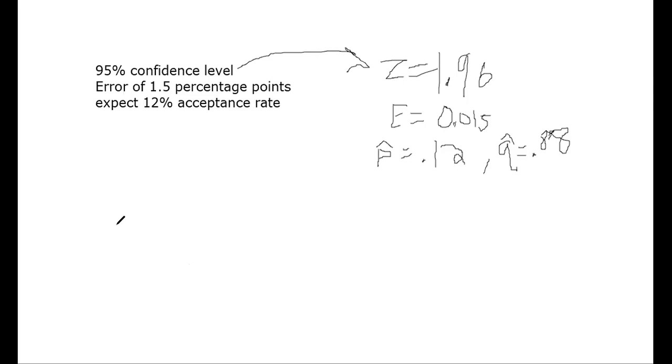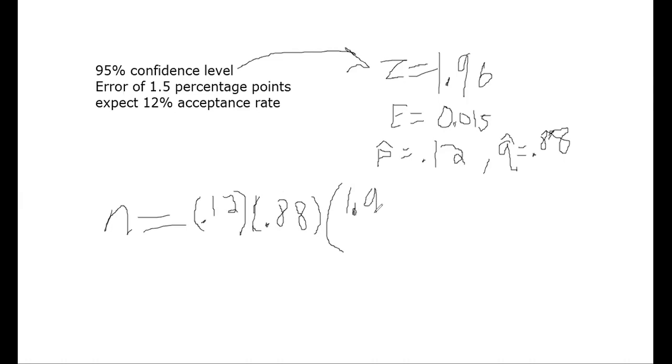So here, if we're looking at what n needs to be, we're just going to say n needs to be p hat, so 0.12, times q hat, times our z, 1.96, over our E, which is 0.015, and this bit is going to be squared.